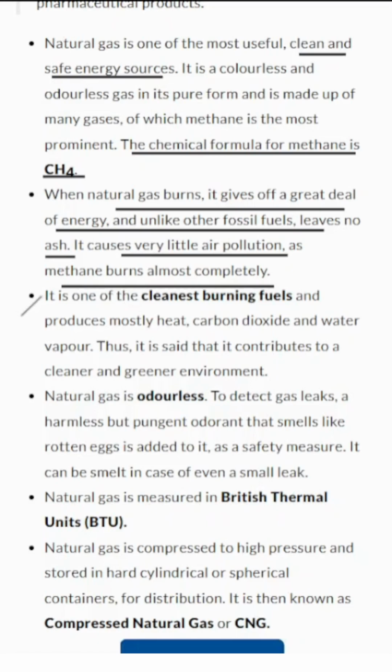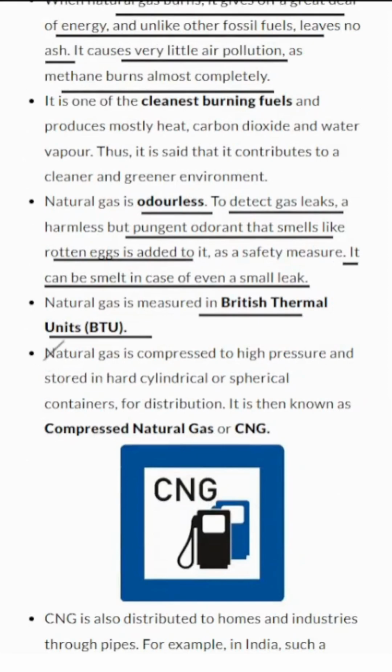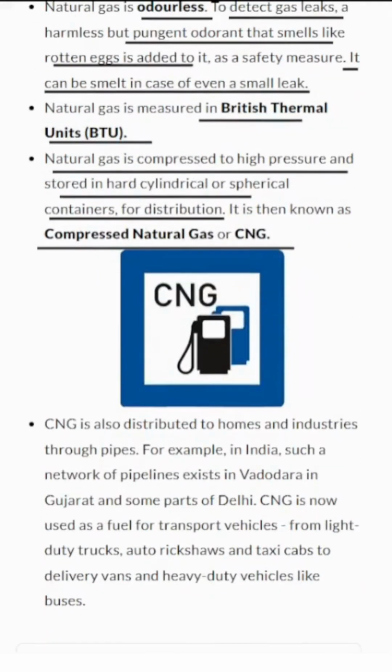Interestingly, in its pure form, natural gas is colorless and odorless, making it difficult to detect in case of leaks. To enhance safety, a harmless but pungent odorant is added to natural gas to create a distinctive smell, often described as resembling rotten eggs. This odor allows for the early detection of gas leaks. Natural gas is measured in British thermal units, BTU, which quantify its energy content. Additionally, natural gas can be compressed to high pressure and stored in hard cylindrical or spherical containers. In this compressed form, it's known as compressed natural gas, CNG.